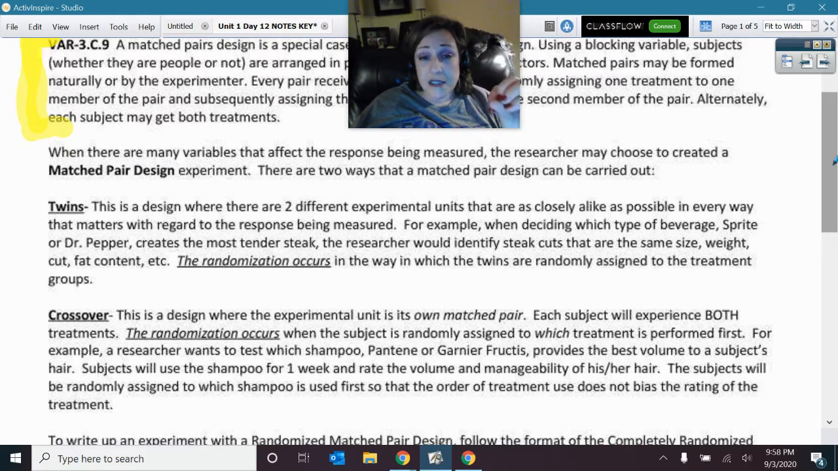With blocked, that we just finished, there was just one particular trait that was obvious to us that we needed to control. But here we might choose to do a matched pair if there's really many items, 3 or 4 variables that are affecting that response we're measuring. So we'll take a look at those examples. Now, there are 2 ways that you can do a matched pair. One is with twins.